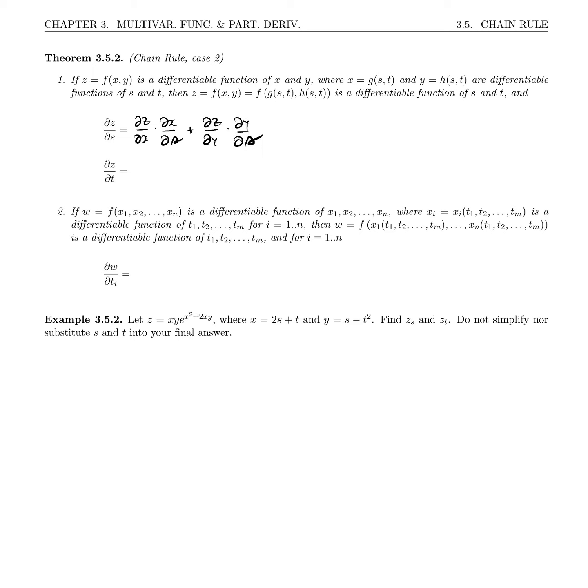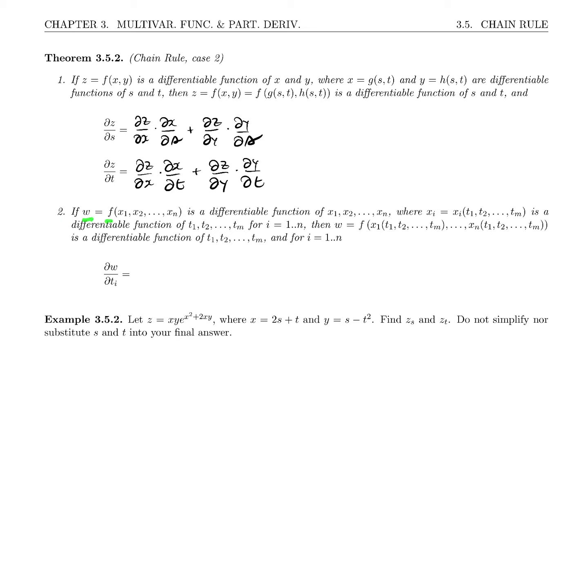Similarly, the partial of z with respect to t is del z del x times del x del t plus del z del y times del y del t. The generalized version of this is part 2 of the theorem.